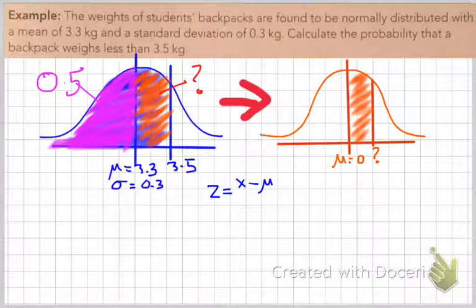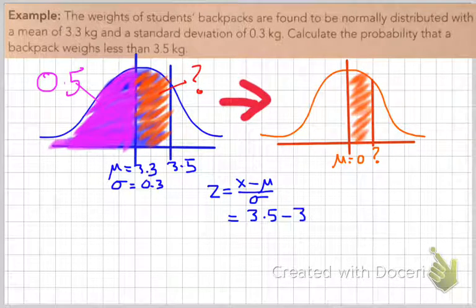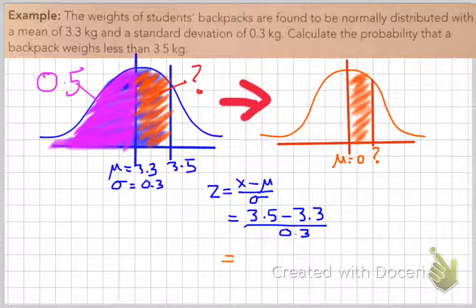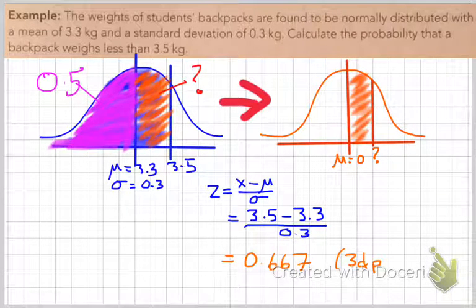So, how do we do that? Well, we've got our formula, z equals x minus mu over sigma. And in this case, we've got our x value of 3.5 because we want the weights of backpacks less than 3.5 kilos. So we're going to have 3.5, take away the mean of 3.3, all divided by that standard deviation of 0.3. That gives us a z-score of 0.667. Now remember to round your answers to 3 decimal places because our tables go to 3 decimal places, so we want our answers to 3 decimal places.